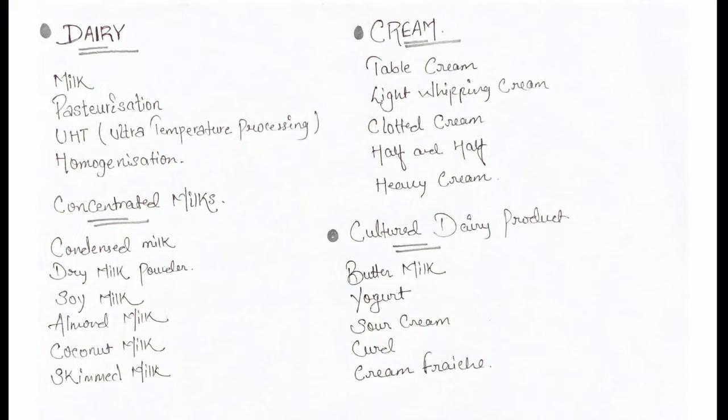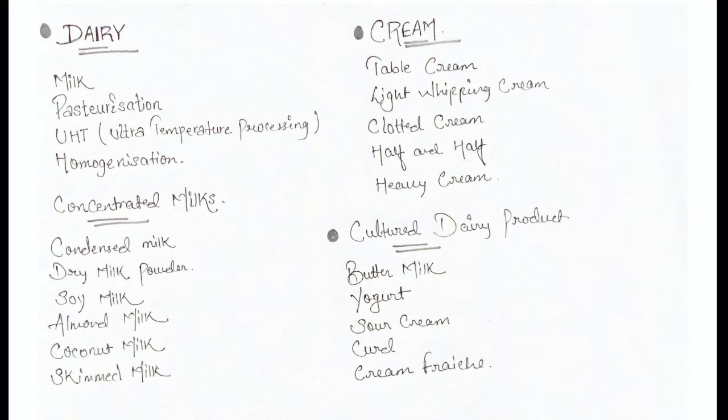Now we can see the cream: table cream, light whipped cream, clotted cream, half and half, heavy cream. You can see the types of cream. Right now you can see 5 to 6 types of cream, but when it comes to the market right now, a lot more things are coming up. People are working on it. Every day some new things are coming into the market. So try to focus on that also.